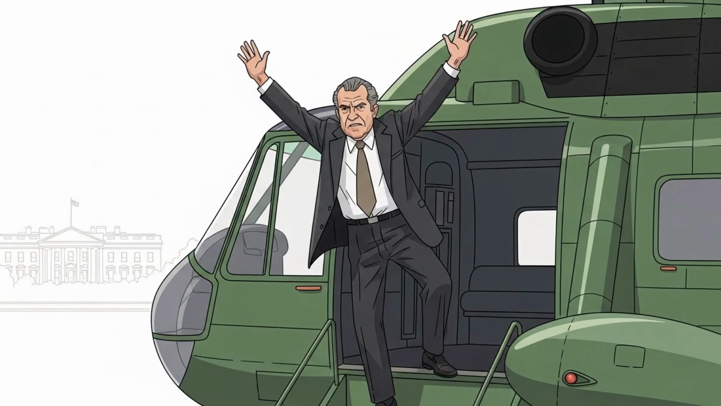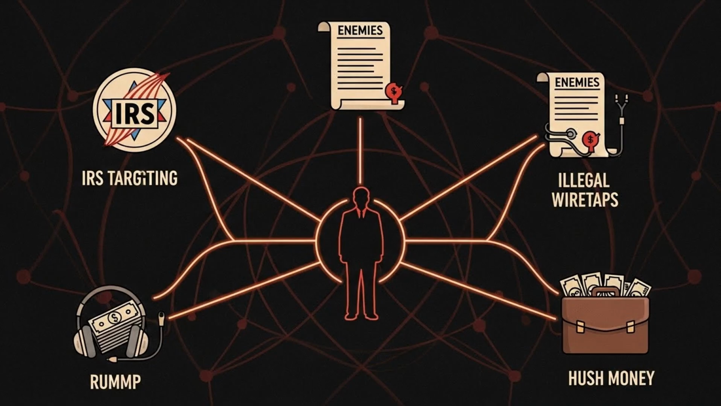He resigned on August 9th, becoming the only American president ever to do so. His vice president, Gerald Ford, pardoned him a month later, a controversial decision that helped Ford lose the 1976 election. Watergate wasn't just about a burglary.